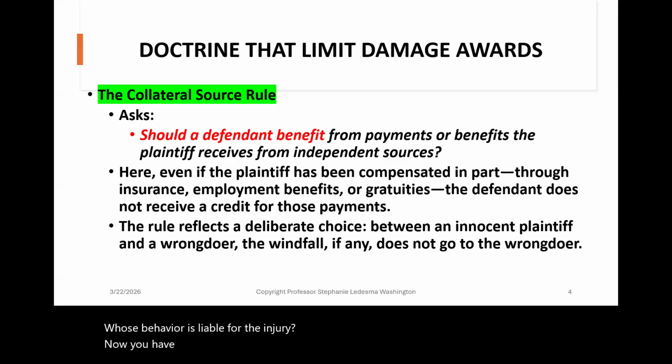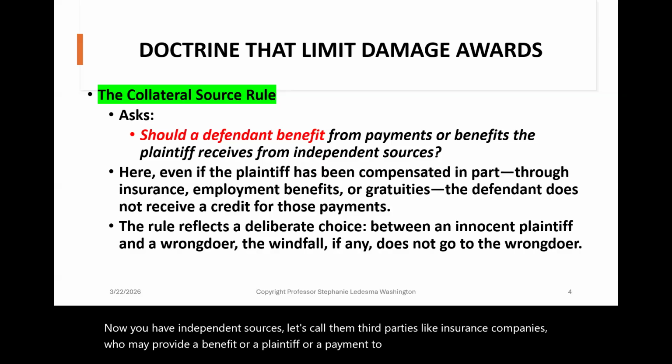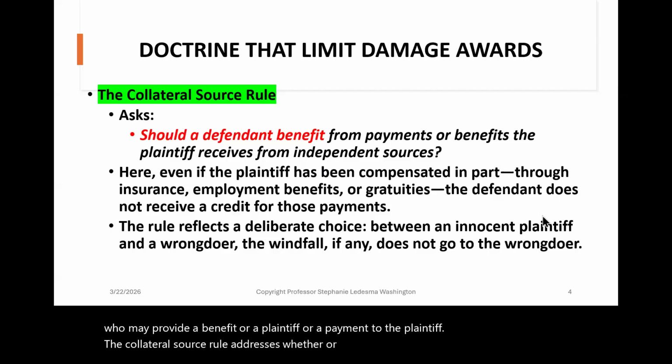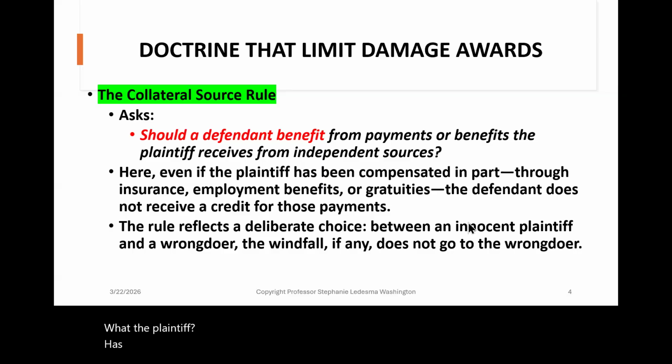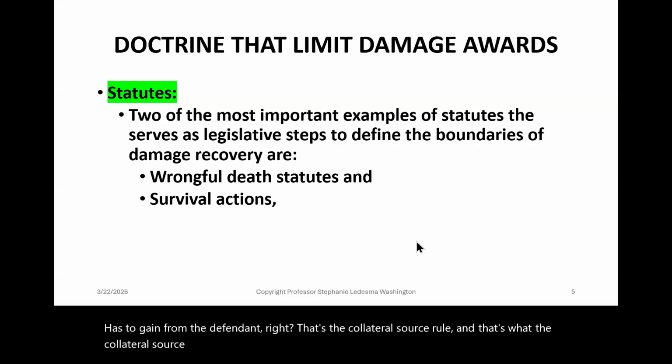Let's call them third parties, like insurance companies, who may provide a benefit or a payment to the plaintiff. The collateral source rule addresses whether or not the defendant is allowed to benefit from that payment to the plaintiff from a third party, which reduces what the plaintiff has to gain from the defendant, right? That's what the collateral source rule addresses. Third, let's look at the statutes.